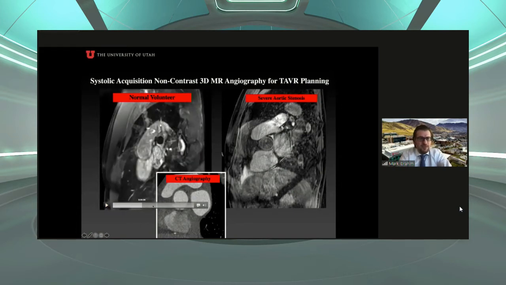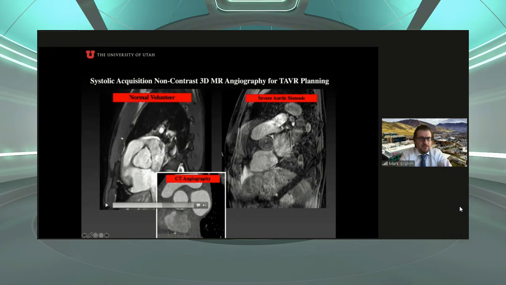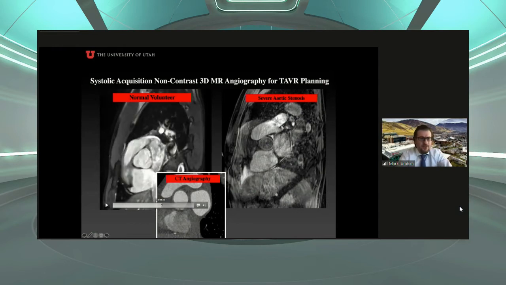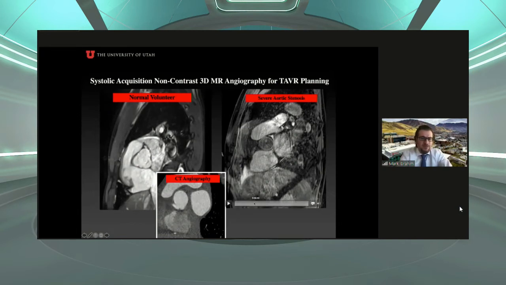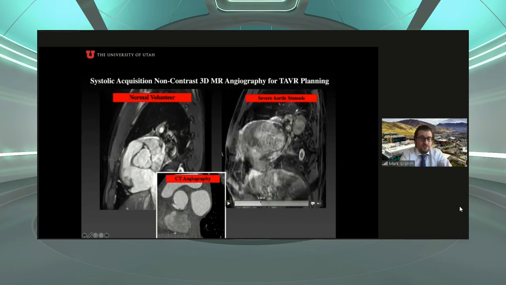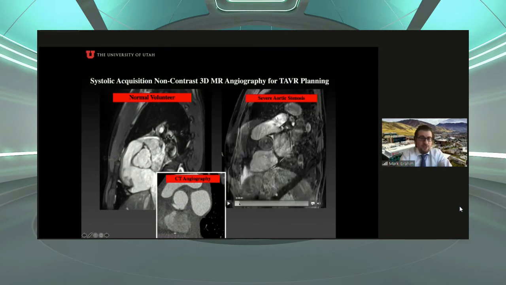This is a normal volunteer, one of our motivated cardiology fellows who volunteered for this. As you can see here, the aortic valve is imaged in peak systole with all leaflets very well visualized. And this is the same University of Utah sequence applied to a patient with severe aortic stenosis. This is how the images look.